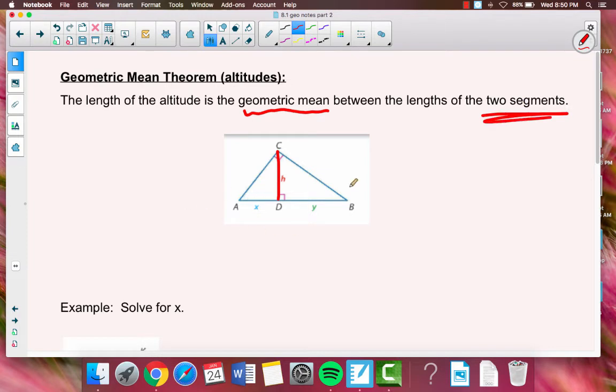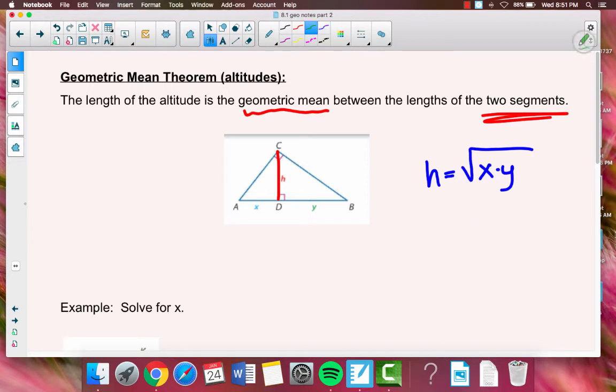Okay, so notice the two segments that we're working with are along the hypotenuse of the largest triangle. So the way we could write this in terms of a formula would be that our altitude, h, is equal to the geometric mean of the two partial segments here. So x times y, so h equals the square root of x times y.